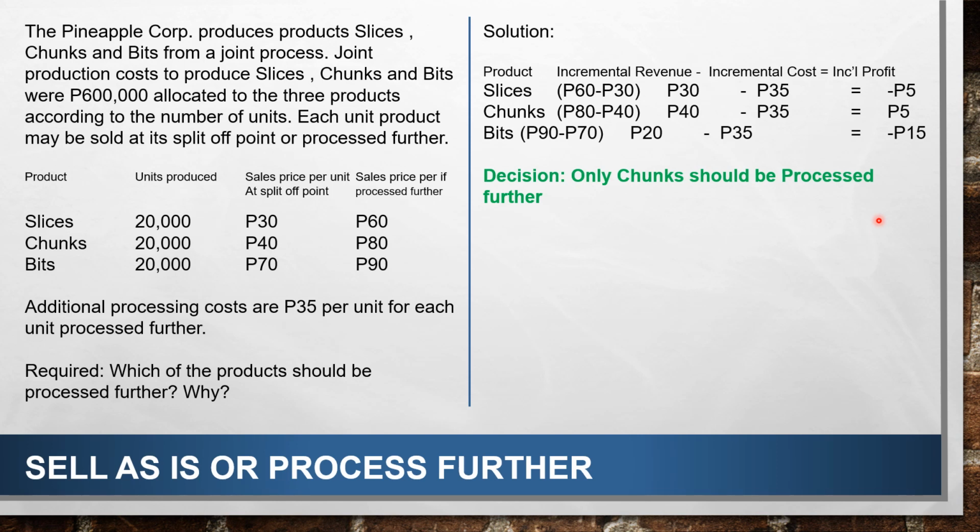So what would be our decision? So our decision based on this portion, we can only have incremental profit if we process further chunks product. So therefore, only chunks should be processed further. So again, bottom line, our decision criteria would be we will only process further if it will give us more profit, because that's the logic of it. Why would you exert more effort if you will not profit from it? Now, in terms of business, okay?